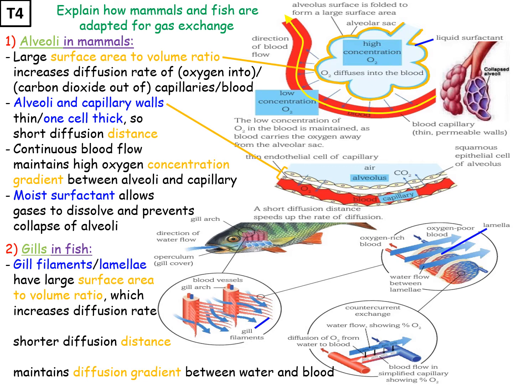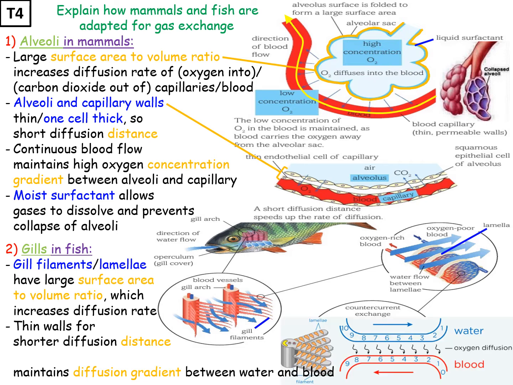They also shorten the diffusion distance by having these gill filaments and lamella that are containing thin walls, and they maintain the diffusion gradient between water and the blood because the water and blood flow in opposite directions, and this is called the countercurrent exchange system.